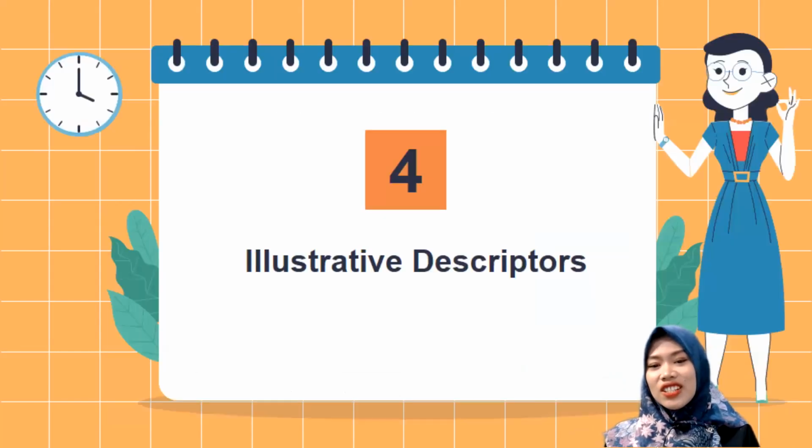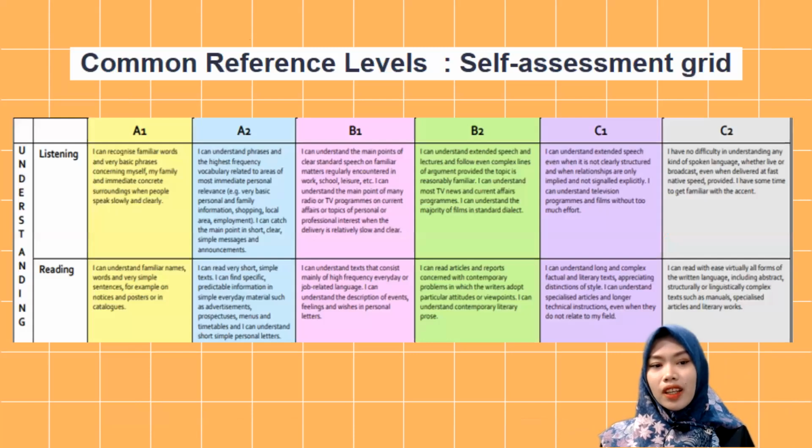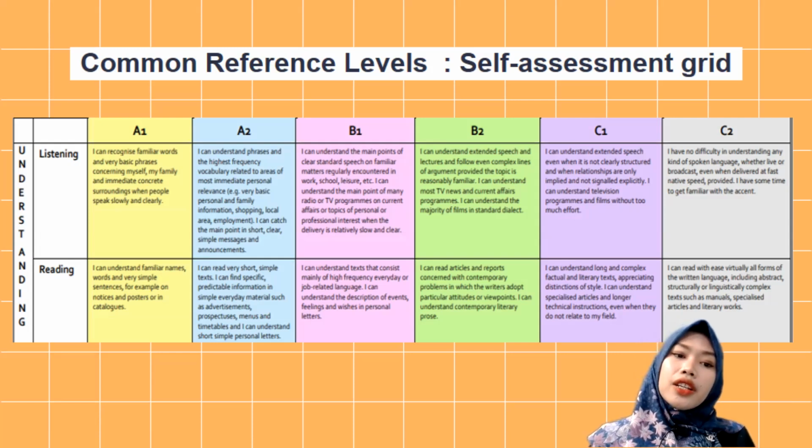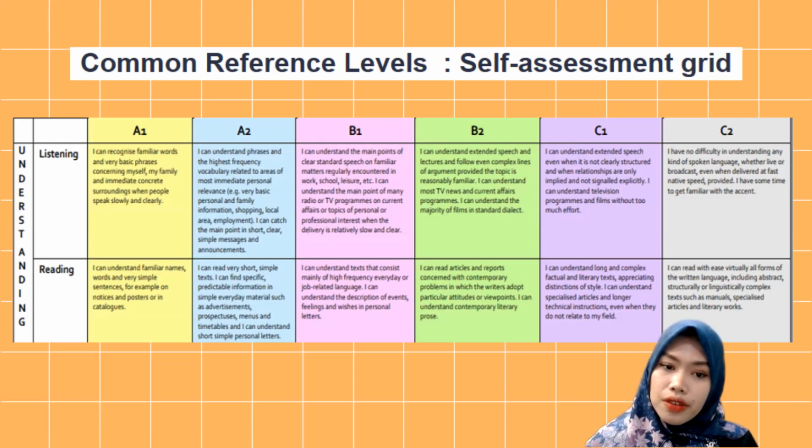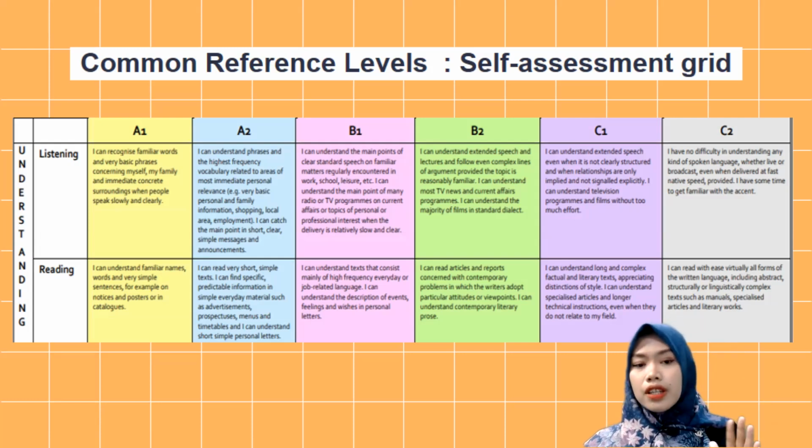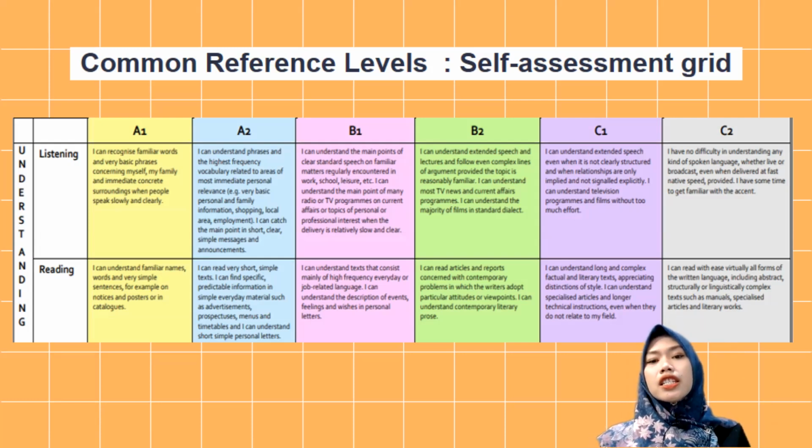And the fourth is illustrative descriptors. This is the common reference level, self-assessment grade. For listening and reading from A1 until C2, it has each explanation, okay? For A1, I can recognize familiar words and very basic phrases. And then I can understand phrases and the highest frequency vocabularies for A2. In its stages, it has its own explanation.